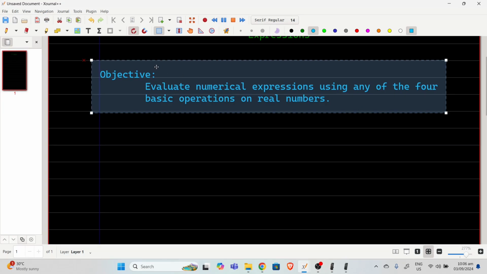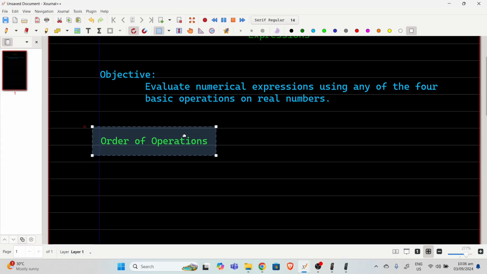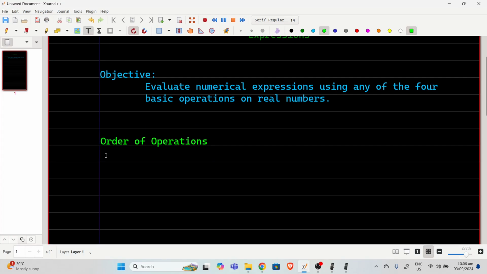Now, the first thing that you need to do when you're working out any kind of operation is that you must remember the order of the operations. So we're going to start off with the order of operations. The order of the operations is important because if you don't perform the operations in proper order, then you're not going to solve the problem correctly.